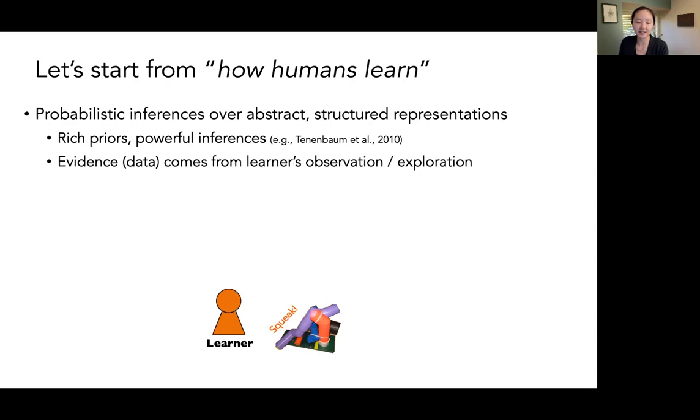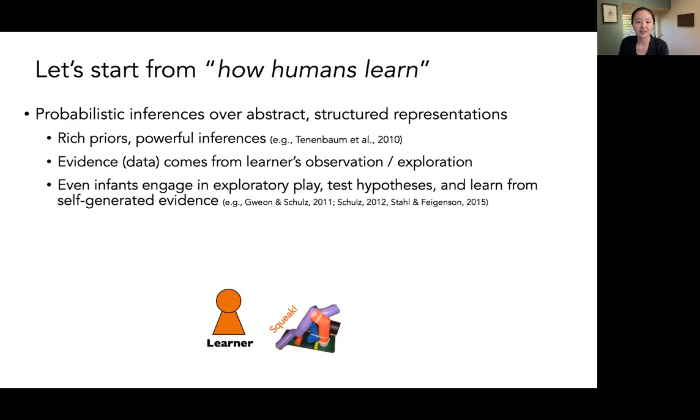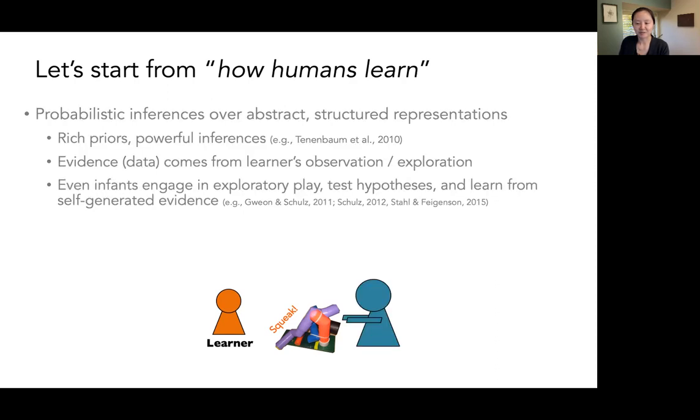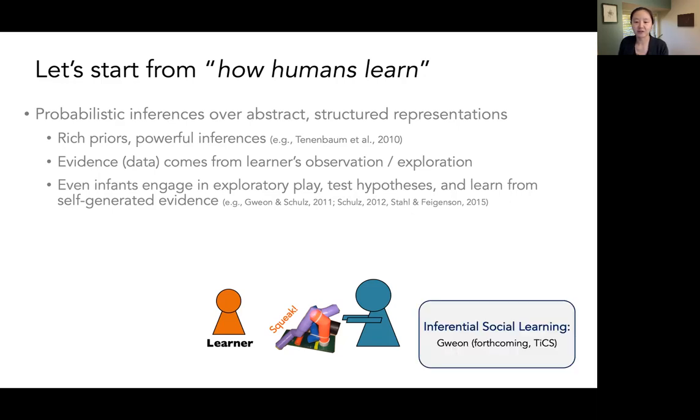And consistent with this idea, developmental research also shows that infants can engage in exploratory play, test competing hypotheses, and learn from self-generated evidence. But what's been missing from this picture is the fact that humans are also surrounded by other people who interact with these objects, and learners often may see other people activating this toy and learn from that kind of evidence. So the idea behind inferential social learning is that learners not only learn from self-generated evidence from their own exploratory play or exploration, but also from evidence generated by other agents.